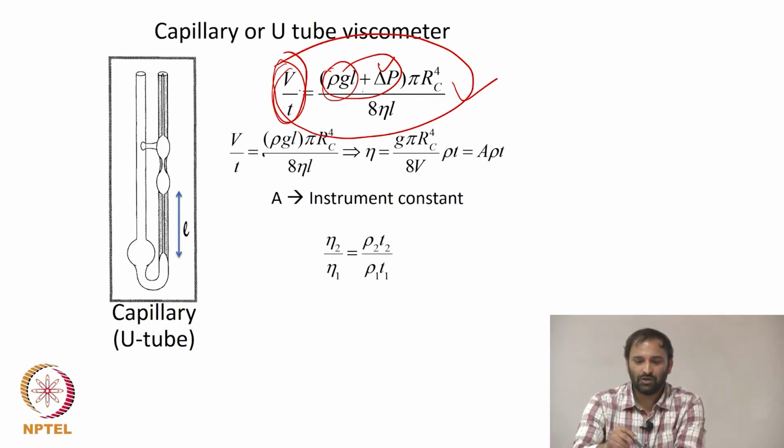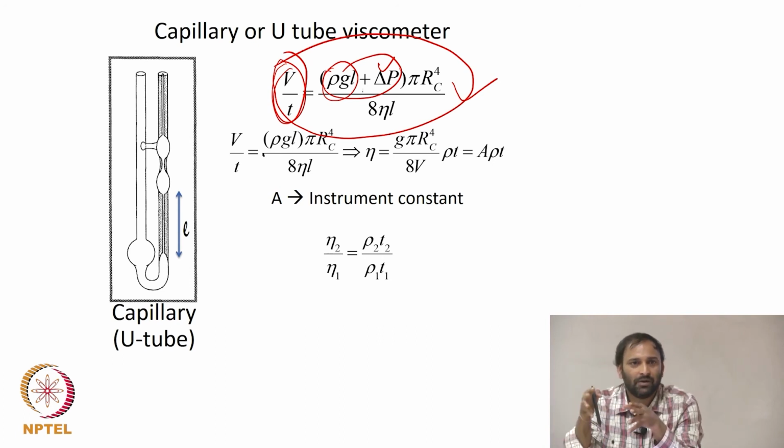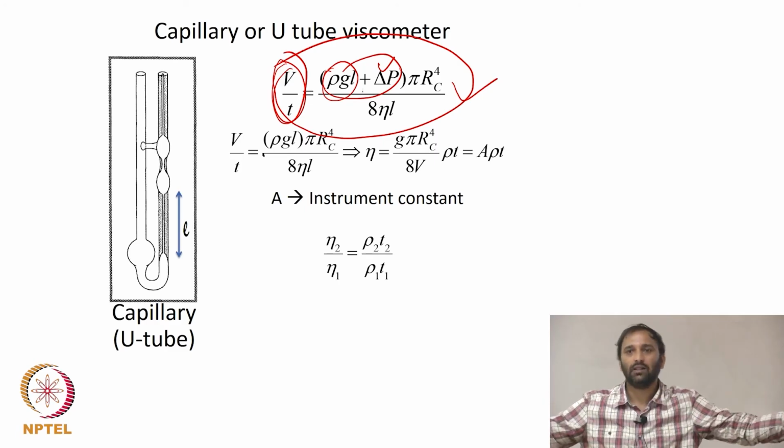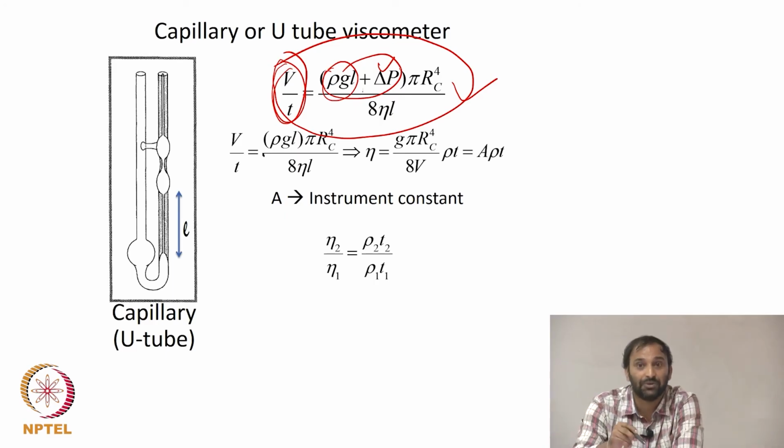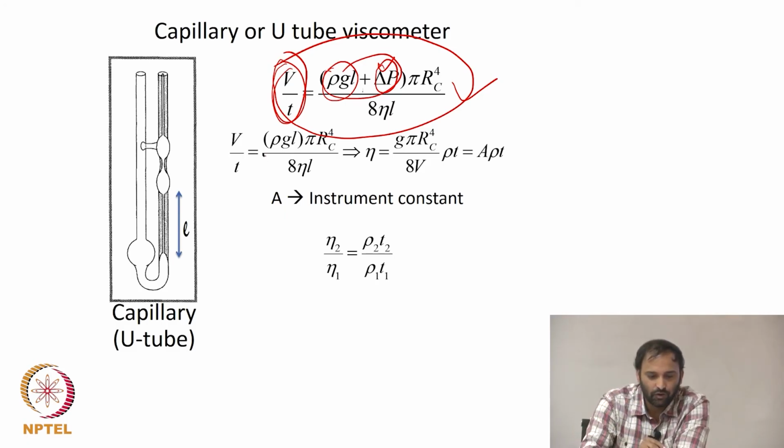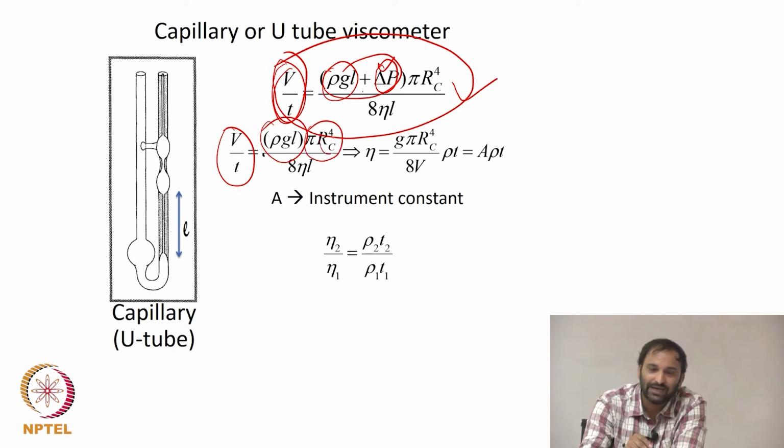When you're working with pipes that are really large, when the length of the pipe is really large, your delta P across the pipe becomes appreciable. But when you're working with a capillary, with small distances, I can neglect that, and say the pressure drop purely comes from hydrostatic effects. Therefore, V by T goes as rho g L times pi R_c to the power 4, where R_c is the radius of the capillary, divided by the viscosity and the length.